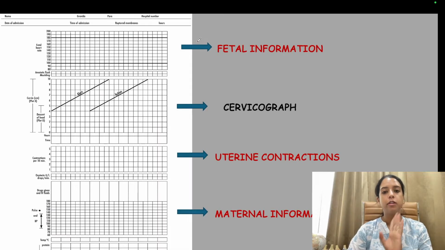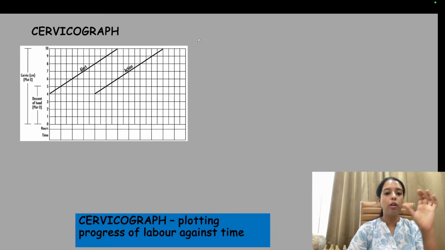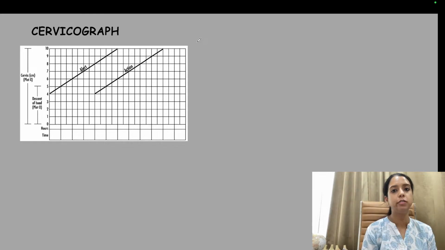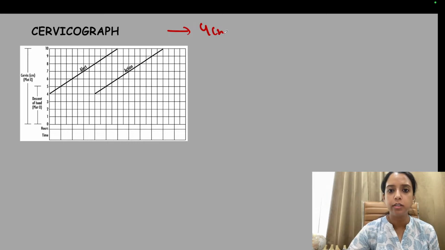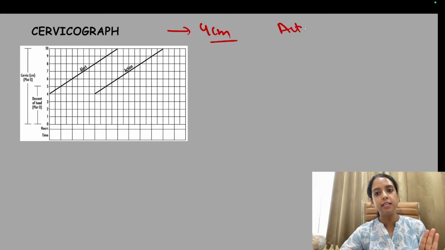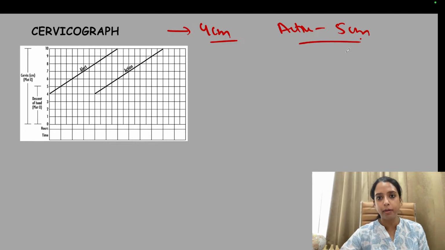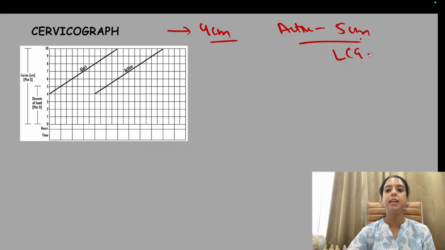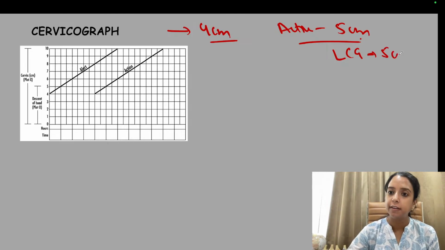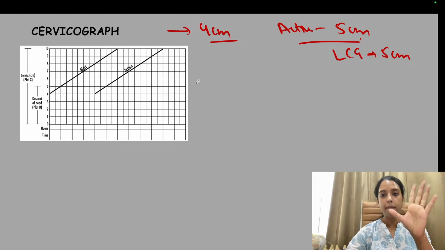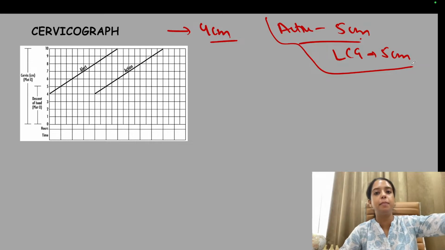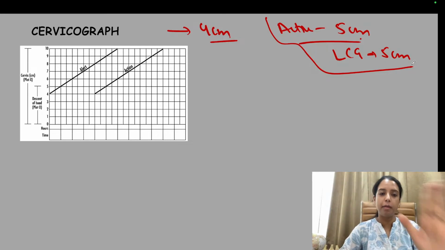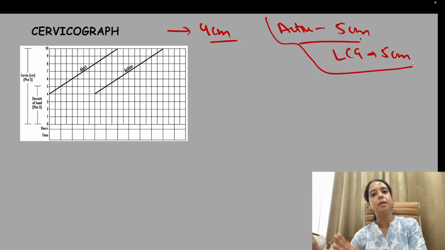Now comes the very important part, the cervicograph. Cervicograph is that part where we plot the progress of labor. Important thing, partogram plotting is started only at 4 centimeter, though now the active phase starts at 5 centimeter. So now a new partogram has also come, if you know, the Labour Care Guide. Labour Care Guide is the new partogram which starts at 5 centimeter. This is the older one which we are studying, on which the most questions have come. This is the older one. We call it the modified partogram. The name is modified partogram, but it is the older one. The newer one is the Labour Care Guide.